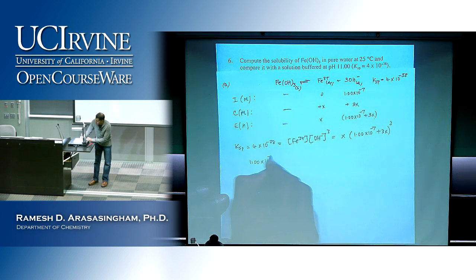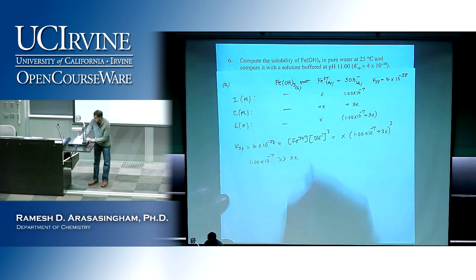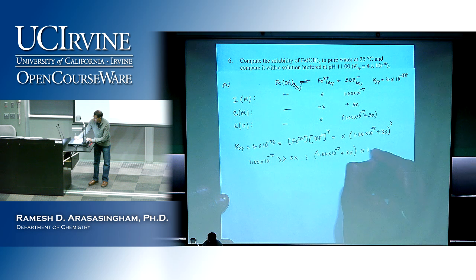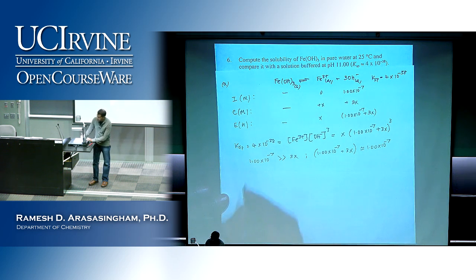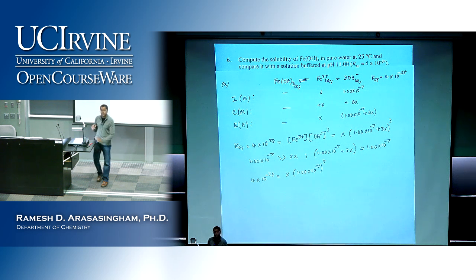So let's take a look at this. What we're saying is, even though this number is really, really small, we're going to say that this number is really, really big compared to 3x. And therefore, we're going to say that 1 times 10 to the negative 7 plus 3x will approximate to 1 times 10 to the negative 7. All right? So now we're going to go back and I'm going to say 4 times 10 to the negative 38 equals x times 1 times 10 to the negative 7 taken to the power 3.